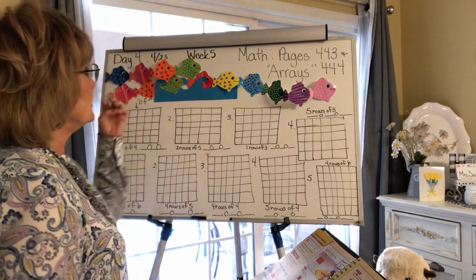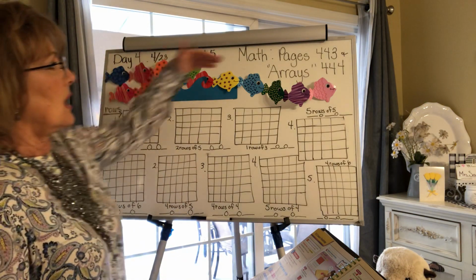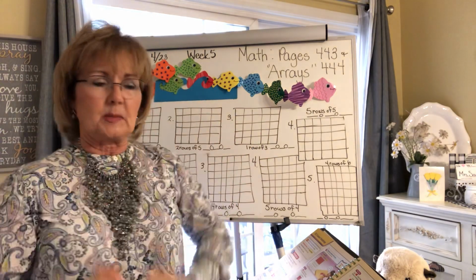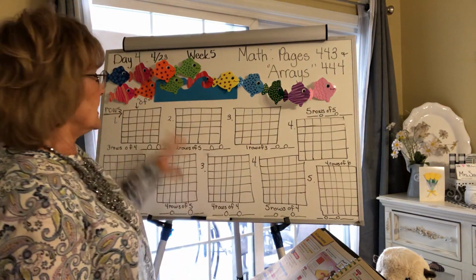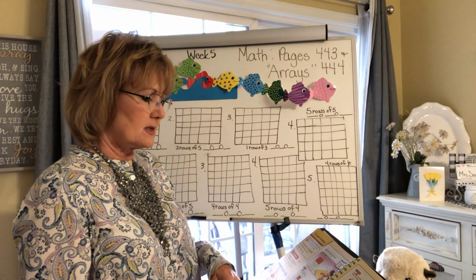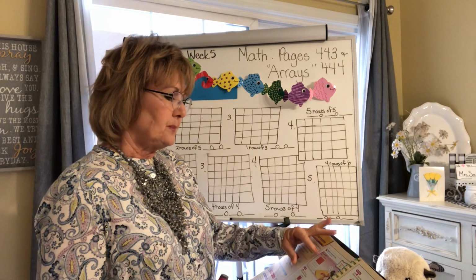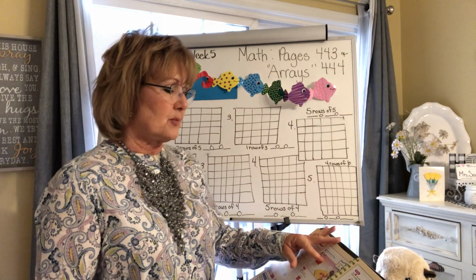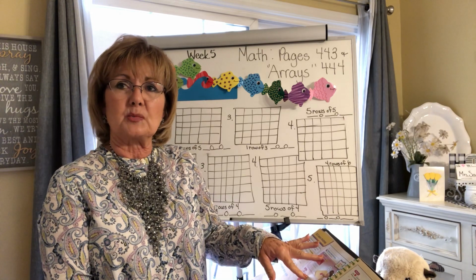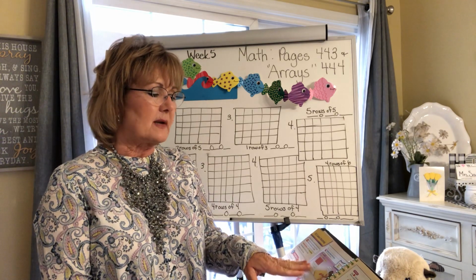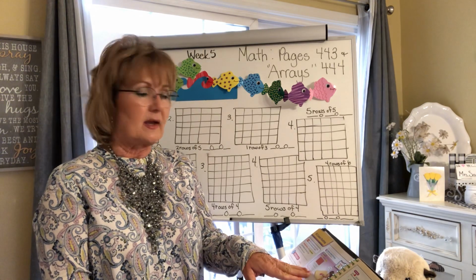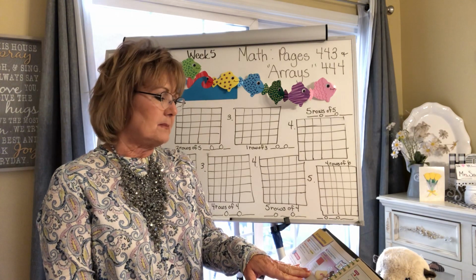So let's take a look. These are called arrays. They are boxes with little boxes in them, like a grid, okay? So one thing that's important to know is you can use an array to find a product. What is a product? A product is the answer to a multiplication problem, okay? Like 3 times 5 equals 15. If I were to say, what's the product there? You would say 15, okay?